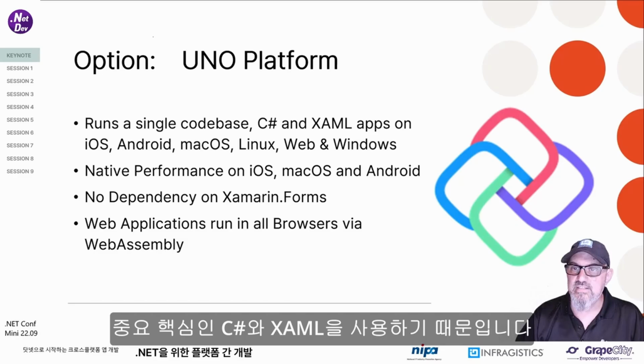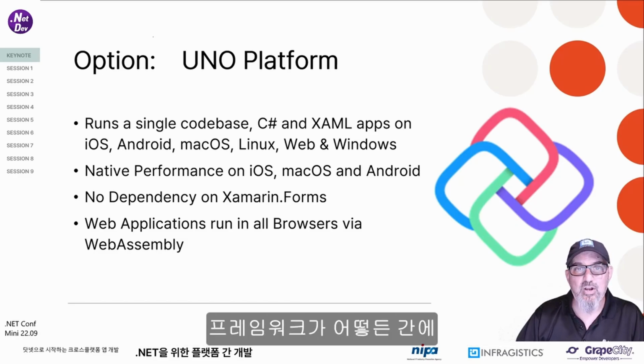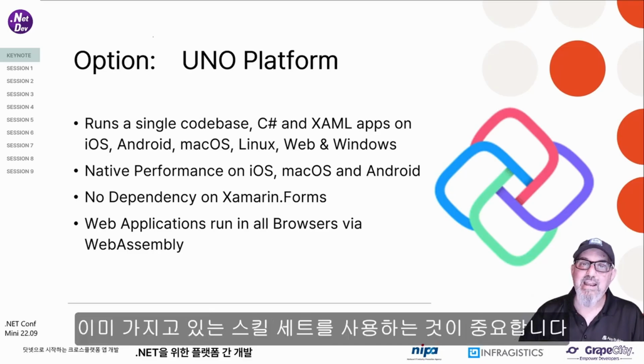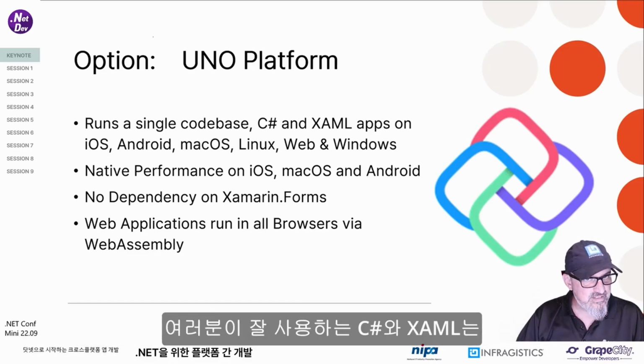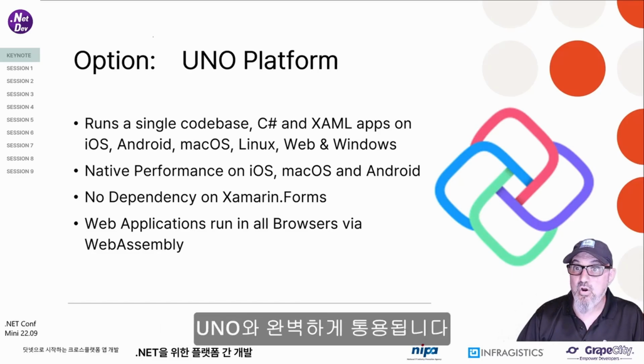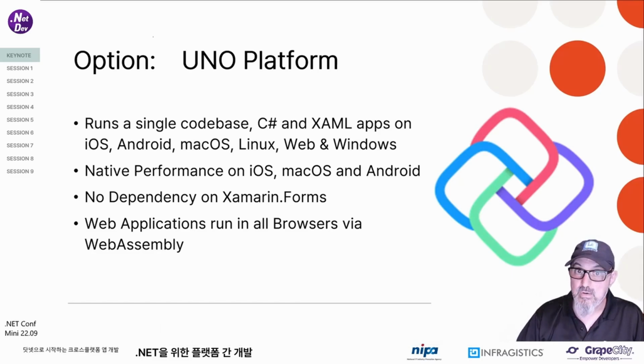The reason I mentioned Mono in the discussion of MAUI and even Blazor hybrid applications is that you're using C# and XAML, which is the key. It doesn't really matter what the framework is. It matters that you can use your existing skill set. Your existing skill set of C# and XAML translates perfectly over to Uno.